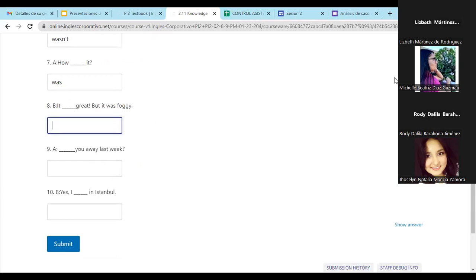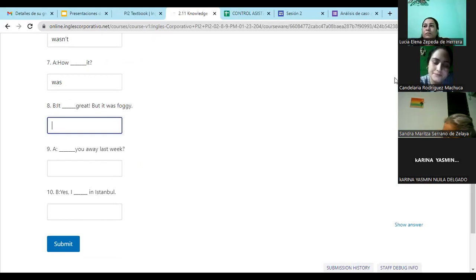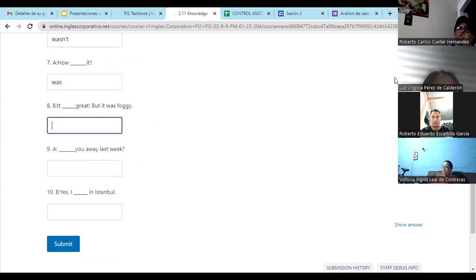Stephanie. Dalila, number eight. It was great, but it was foggy. Okay. Aquí nos da una pista también. Si en la segunda oración está usando was, o en la primera igual tengo que mantenerlo.